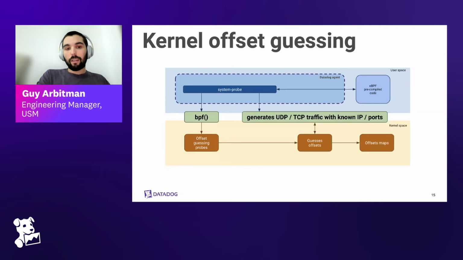Now, on the target machine itself, we start the process of guessing the offset. For every kernel struct and field we are using, we build a test program that triggers a kernel function or syscall, and we put some predefined values in specific fields that we provide to the syscall.